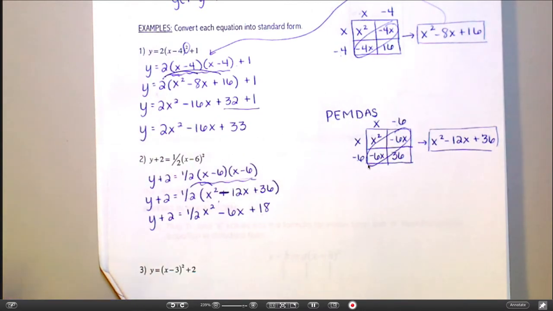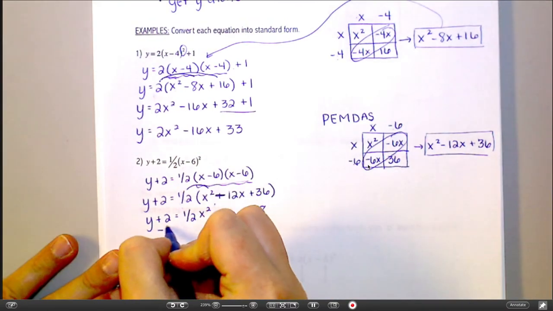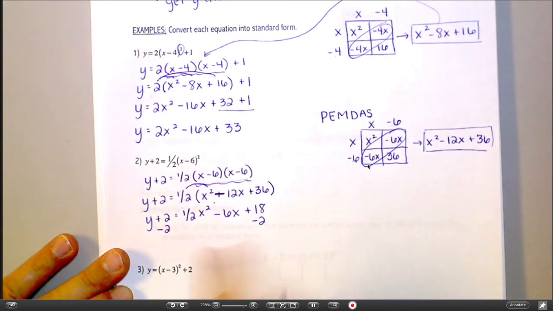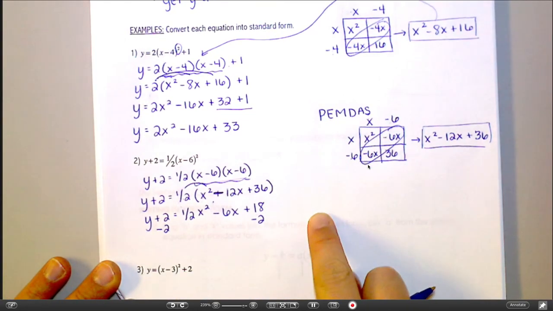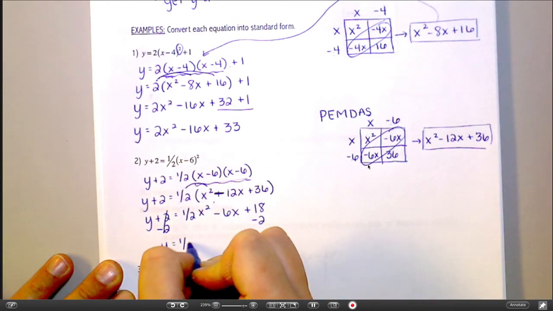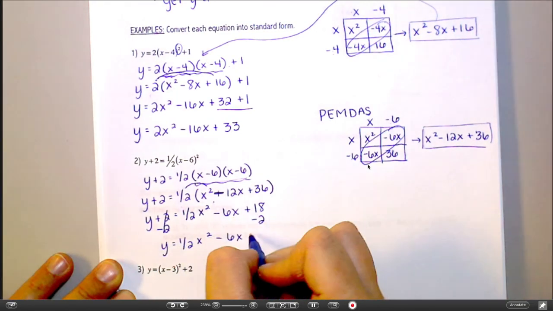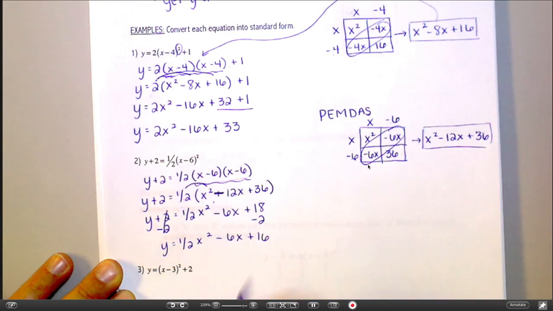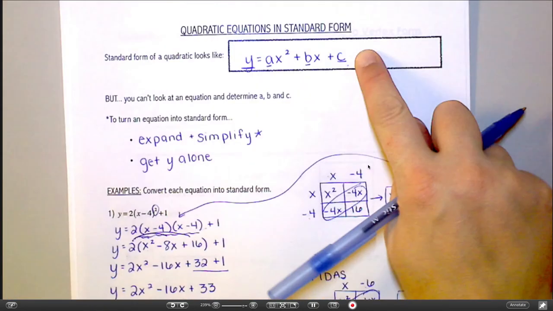Now this time, y is not alone. So what do I need to move? The 2. And since that's a plus 2 and I'm moving it, I'm going to have to subtract 2. So when the number's over here on the other side with y, I can't just combine it with the 18. Okay, I could subtract it from each side. So I get y equals 1/2 x squared minus 6x, and then 18 minus 2 is 16. And that would be your final answer there. Okay, again, once it looks like this, you're done.